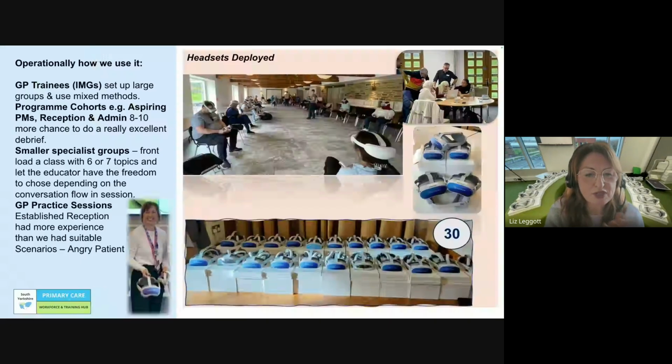And then the one that's really given us some food for thought is going out to GP practices. A lot of practice managers come and ask, can you do something with our reception staff? Can you do something about dealing with angry patients and de-escalation and things like that, which then has led us on to creating our own. So next slide, please.